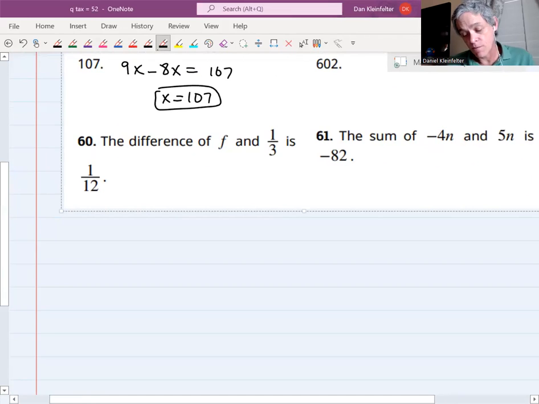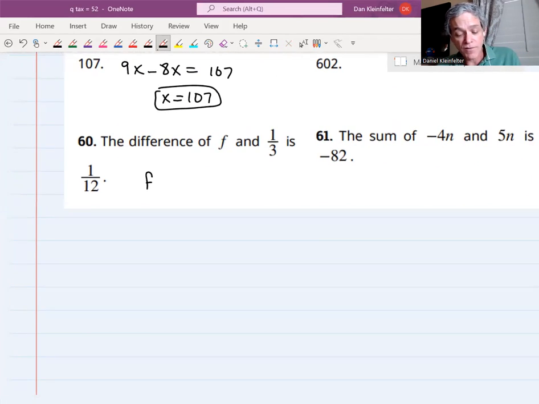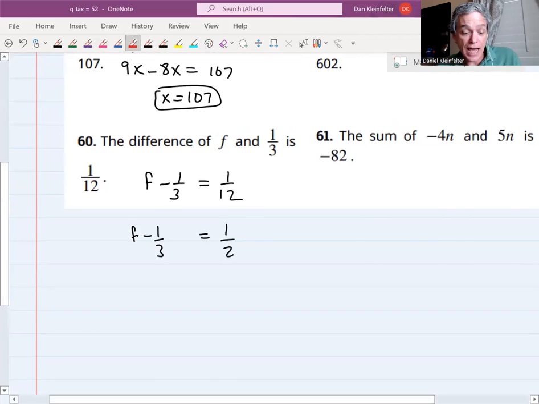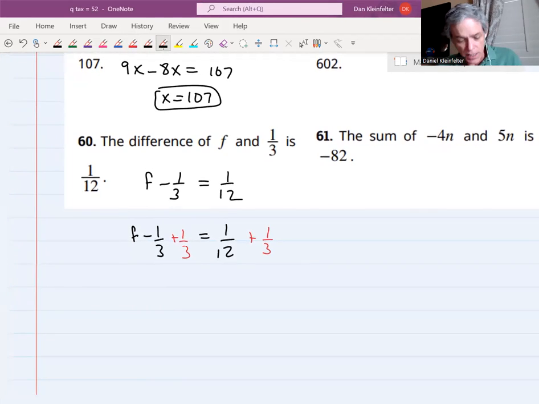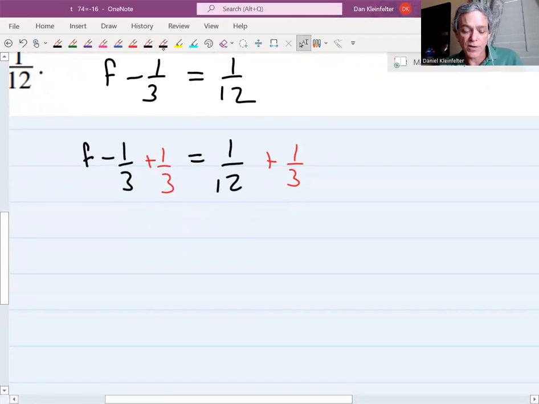Okay, what should we do? Let's do 60 next. The difference of f and 1/3. Difference is a subtraction, so f minus 1/3 is equal to 1/12. So then to get the f all alone, we're going to need to add 1/3 to both sides. Okay, so we have f minus 1/3 plus 1/3 will give us a solid f.